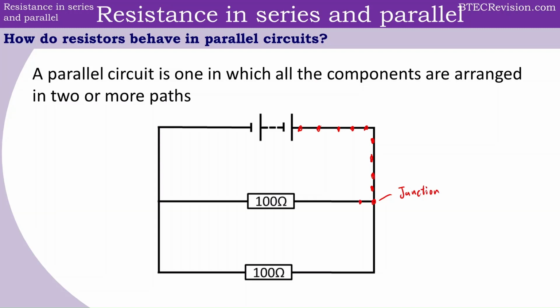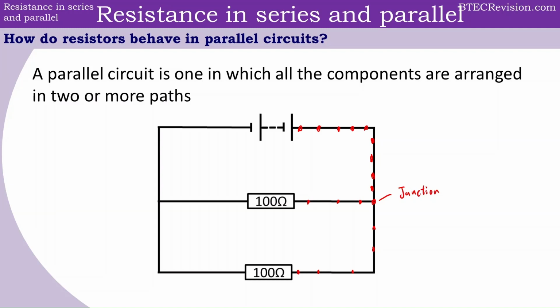So if they are equal in resistance, then half of the electrons will flow through this way, and the other half will flow through the bottom path. So this would therefore effectively reduce the resistance experienced by a half.